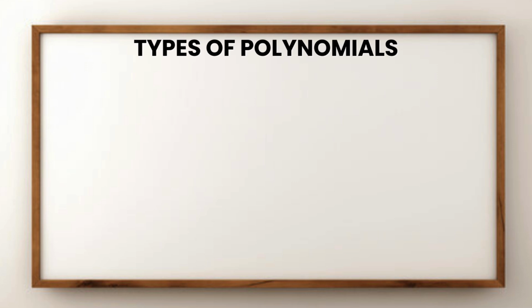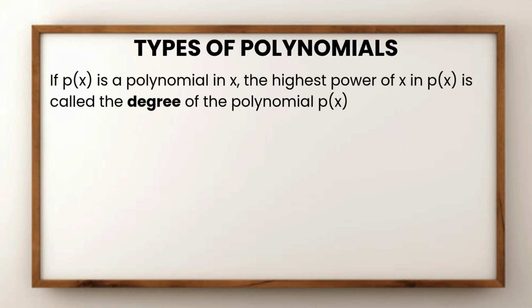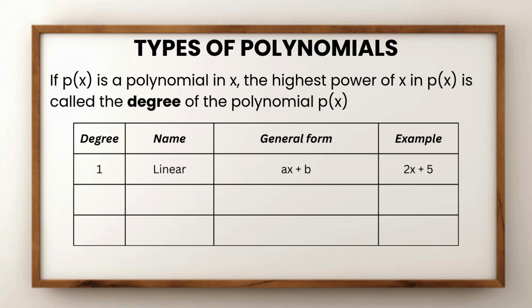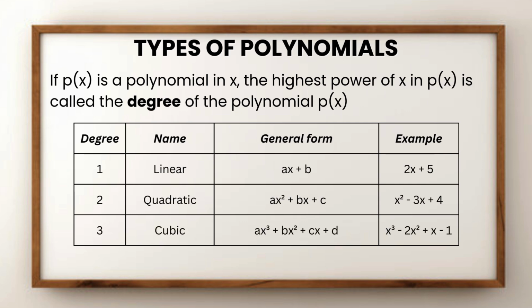Polynomials are classified based on their degree, which is the highest exponent in the expression. If the highest exponent is 1, it's called a linear polynomial. If the highest exponent is 2, it's called a quadratic polynomial, and if the highest exponent is 3, it's called a cubic polynomial.